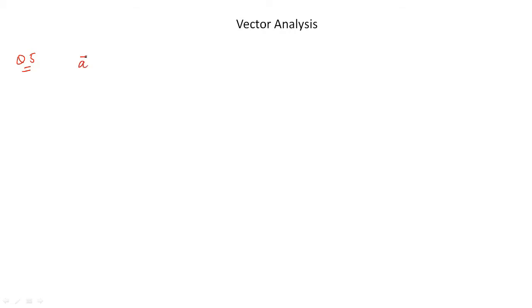Now the next problem is that a vector A is given as i plus 2j plus 3k, and vector B is given as 2i minus 3j plus 5k. Here we have to find the angle between the two vectors. We know that to find the angle between the two vectors, we can use the scalar dot product.